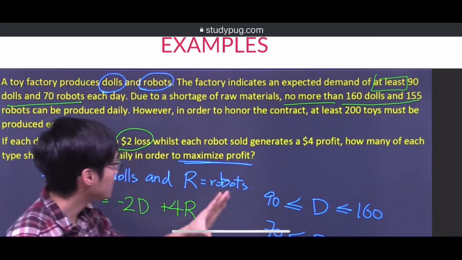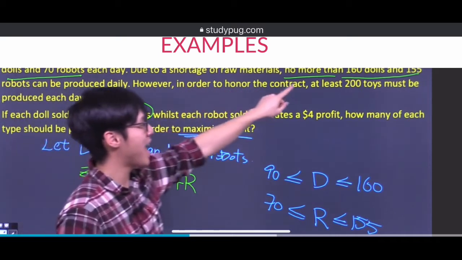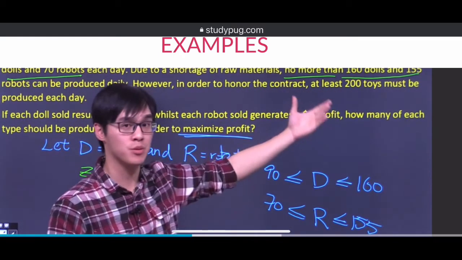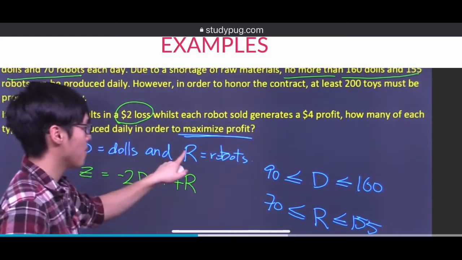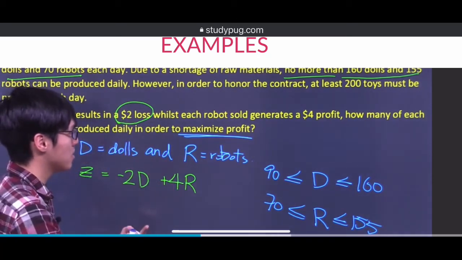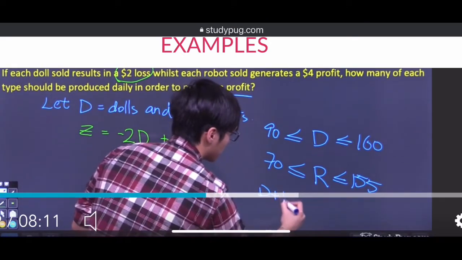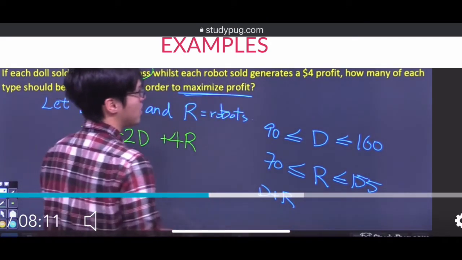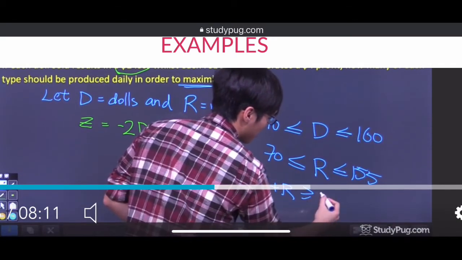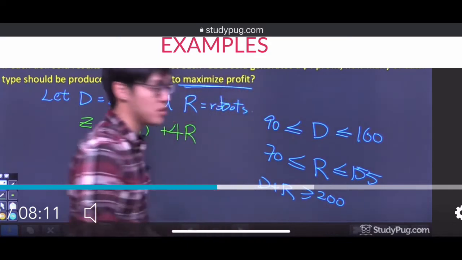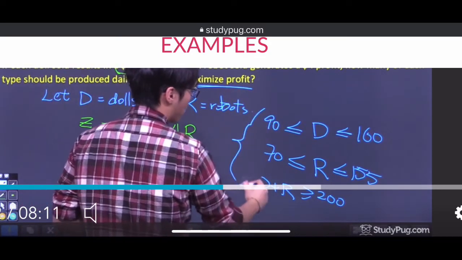Next, we have one more constraint actually. In order to honor the contract, at least 200 toys in total must be produced. So, we have D amounts of dolls and R amounts of robots. Together, that means we're adding them up, right? So D plus R, together, we have to have at least 200. At least means greater than or equal to 200. So these will be our constraints.